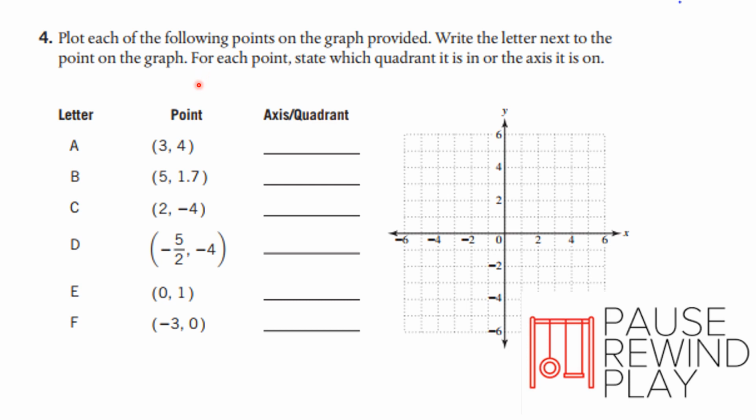Now, here in problem 4, I'm asking you to take these letters, use those to indicate where the points are, and tell me what axes these are in. So we're talking about (3, 4), (5, 1.7), (2, -4), (-5/2, -4), (0, 1), and (-3, 0). So plot them and tell me what the axis is. So pause, do the problem, and then we'll see how you do.